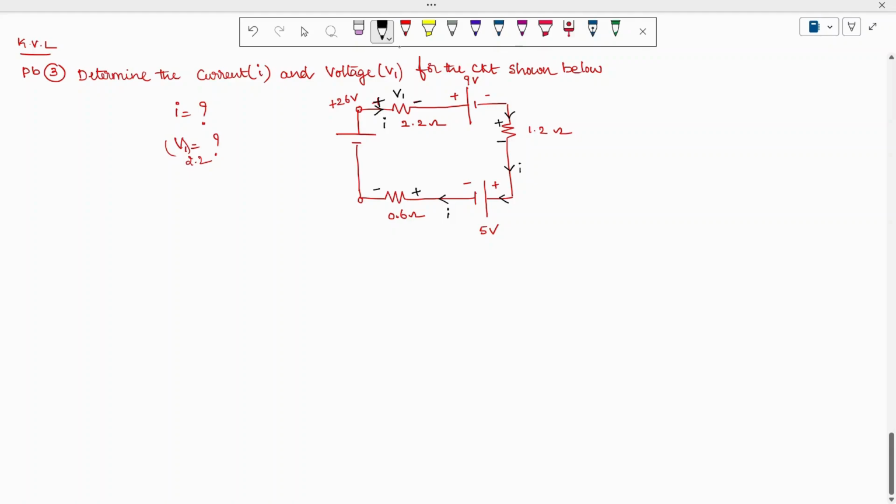Now let's try to apply KVL. Let's try to do it by two methods. Whatever method you feel comfortable with, you can use. So method one. Current I is leaving.